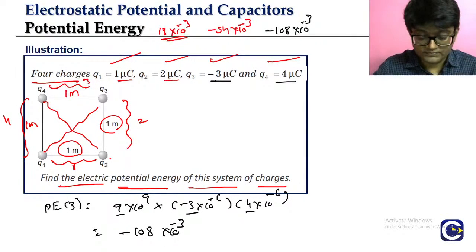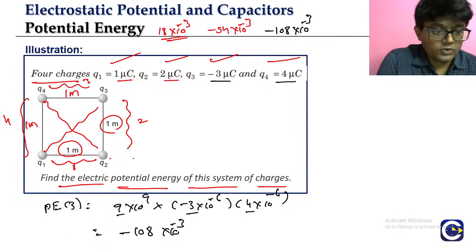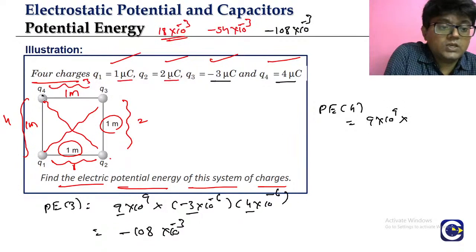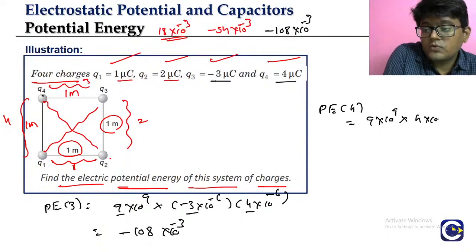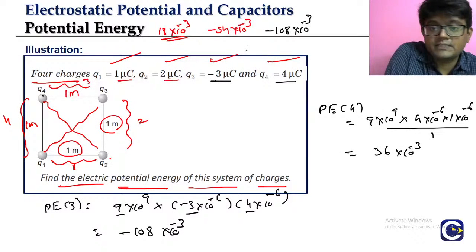Okay, அடுத்தது என்ன? The fourth pair பாருங்க, fourth pair and the Q4 and Q1. Fourth pair 9 into 10 power 9, Q4 and Q1. Q4 எவ்வளோ? 4 micro, Q1 is 1 micro. 4 into 10 power minus 6, 1 into 10 power minus 6. distance எவ்வளோ? 1. 9 4s are 36, 36 into 10 power minus 3.